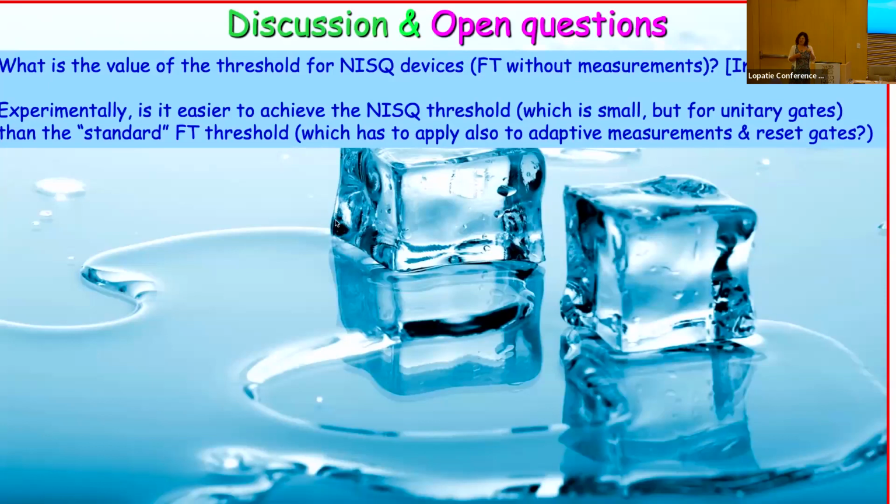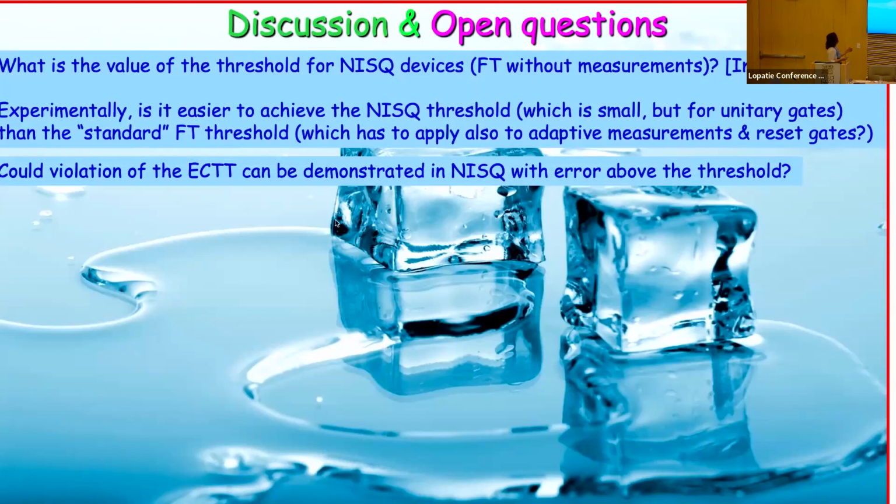It's smaller because if you don't have measurements, then it's more stringent. However, it's only for unitary gates. Is it easier than the standard fault tolerance threshold, which has to apply also to adaptive measurements and reset gates? The standard threshold requires that the errors are also small for adaptive measurements and reset gates. The NISQ device also requires it for reset gates, but not for adaptive measurements and not reset gates during the computation. So that's a question.